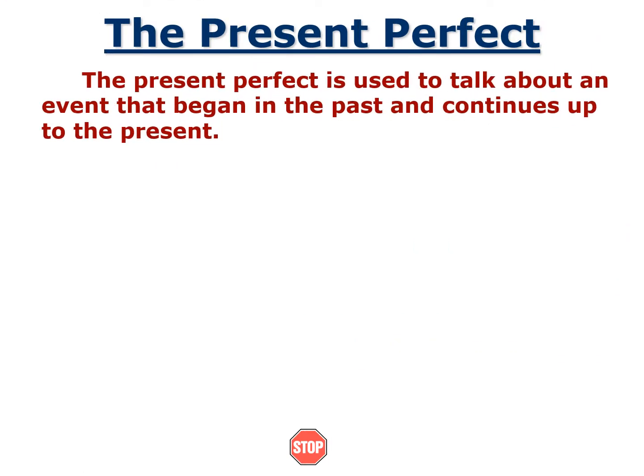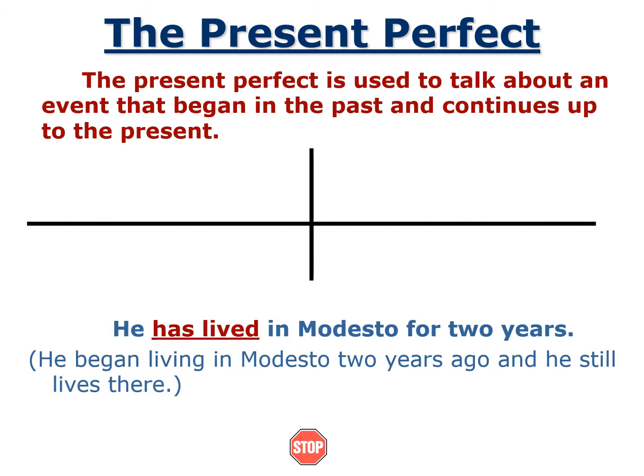Now let's move to the present perfect. The present perfect is used to talk about an event that began in the past and continues up to the present. So you can see here that this action started in the past, and it continues up to the present. She has lived in Modesto for 2 years. She began living in Modesto 2 years ago, and she still lives here.